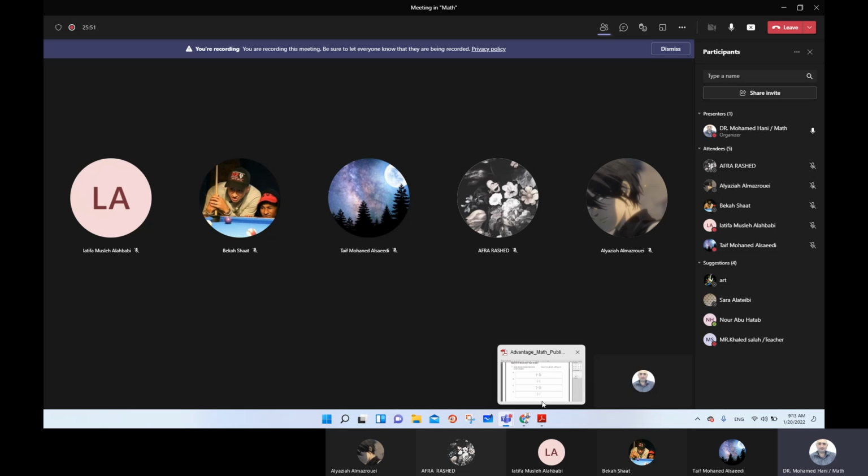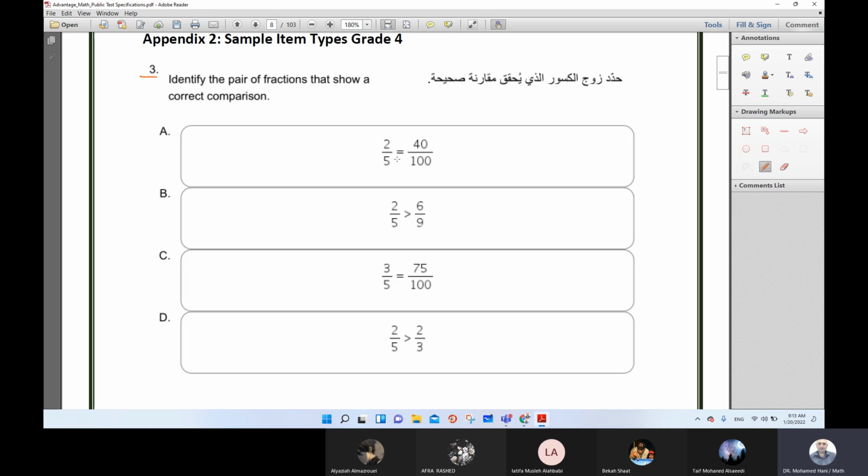As you see here in this example, here we have 2 over 5. Is 2 over 5 equal to 40 over 100? You can do the simplest form here. You can divide here by 20 and divide here by 20. So 40 divided by 20 will be 2, and 100 divided by 20 will be 5. So here 2 over 5 equals 2 over 5. So this is correct.